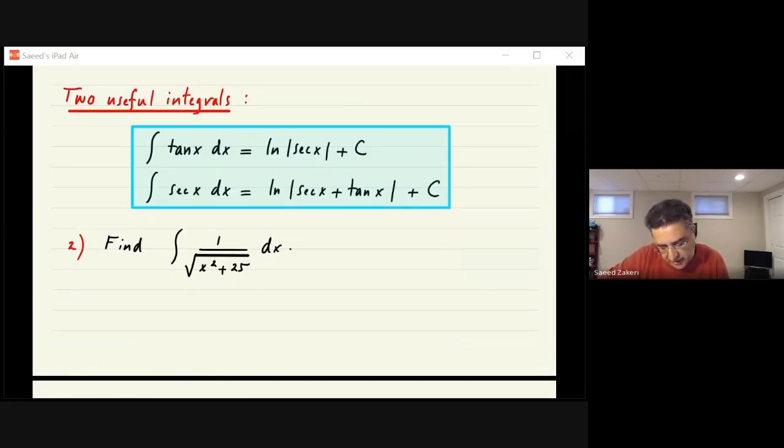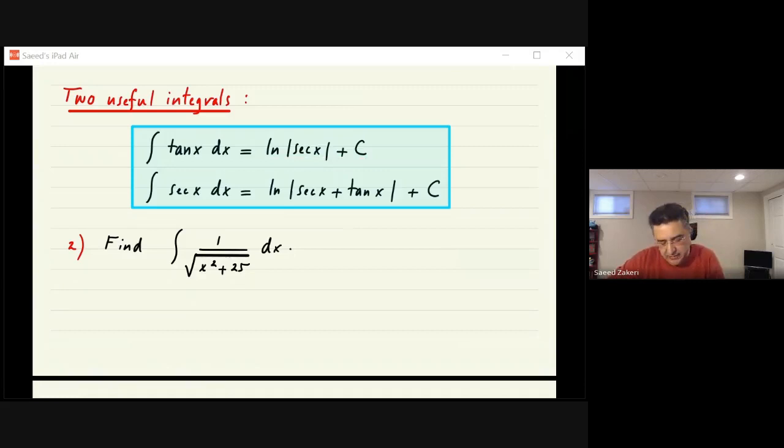So let me remind you of two useful integral formulas. One of them is the integral of tangent. This is something I told you about last time. If you write tangent as sine over cosine, then apply a u substitution, u equals cosine, you can perform that integral easily. You're going to end up with minus ln of the absolute value of cosine, which you can also write as ln of secant of x.